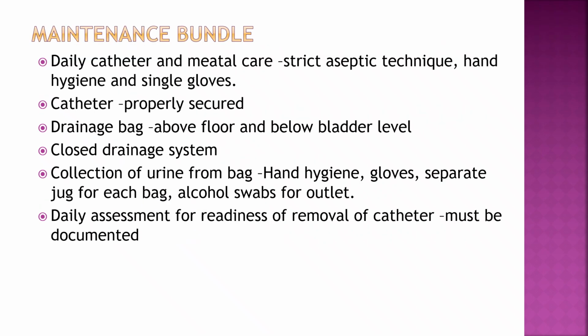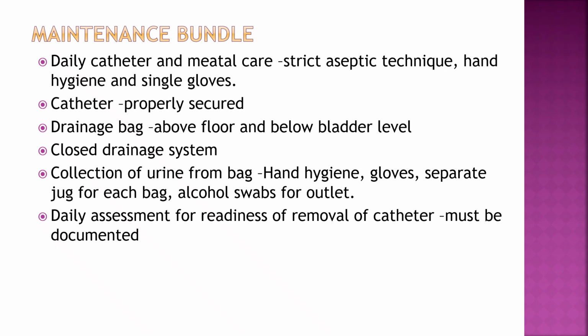The maintenance bundle. So daily what things we have to do. So daily catheter and meatal care, that is strict aseptic technique is used. After hand hygiene and single gloves is used for the single patient. Then catheter properly secured, drainage bag should be above the floor and below the bladder level, closed drainage system should be there, and collection of urine from the bag. So separate jug is there for the collection, hand hygiene done, gloves used, and then alcohol swab is used for the aseptic of the outlet.